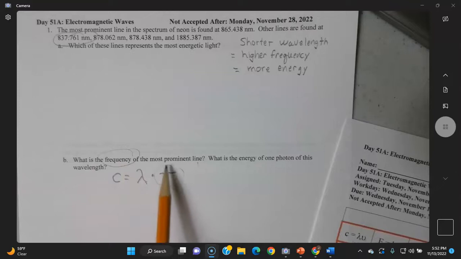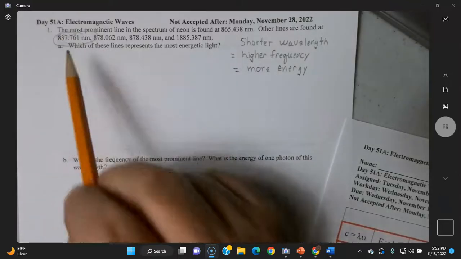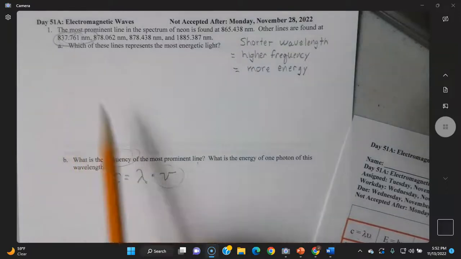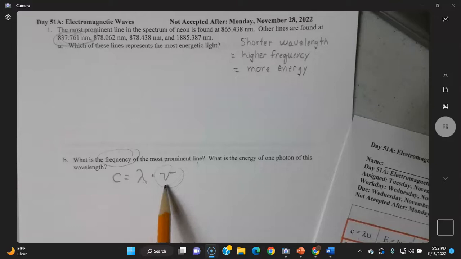What is the frequency of the most prominent line? So this is a wavelength. It's in nanometers. It's that number. So that number goes into wavelength. C is 3 times 10 to the 8. So you're going to solve for V, and that'll give you the frequency.